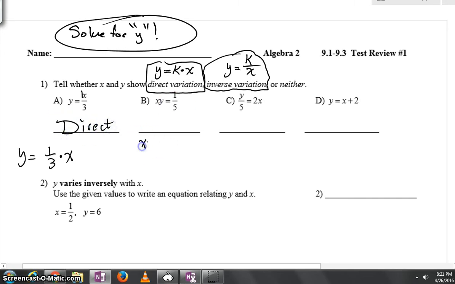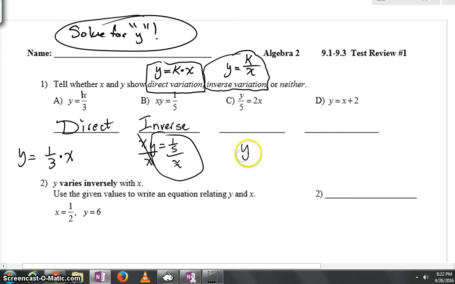For letter B, let's go ahead and solve for y. That means divide both sides by x, and you will have y is equal to 1/5 divided by x. X is in that denominator. It's okay to have a fraction in that top part of your division. 1/5 is also 0.2. You could have that as a decimal.